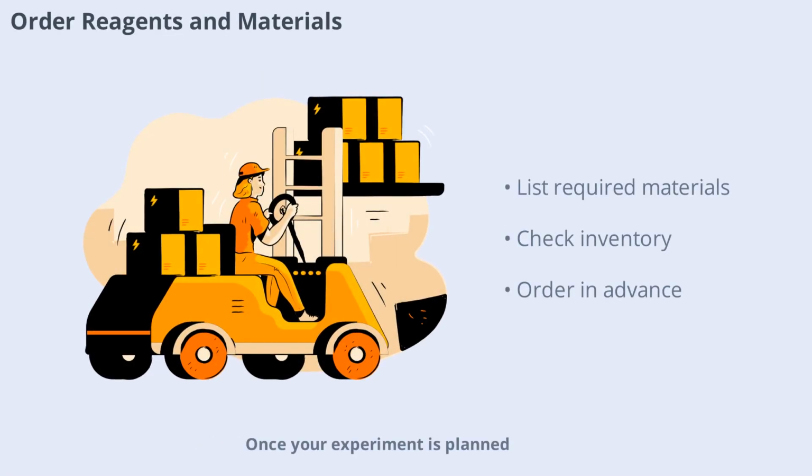Once your experiment is planned, you'll need to order the necessary reagents and materials. This might include enzymes, plasmids, cell lines, and chemicals. Make a detailed list and check with your lab or supervisor to ensure you have everything you need. Proper preparation saves time and helps your experiments run smoothly.